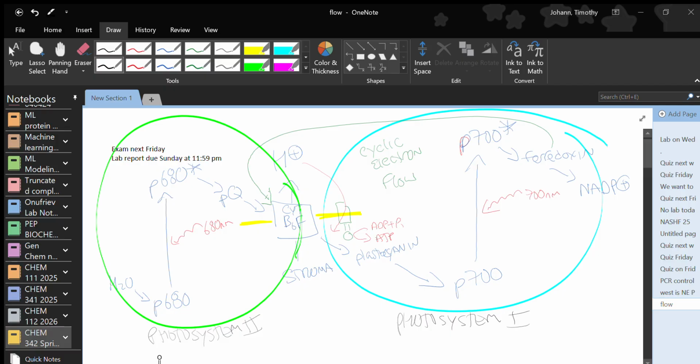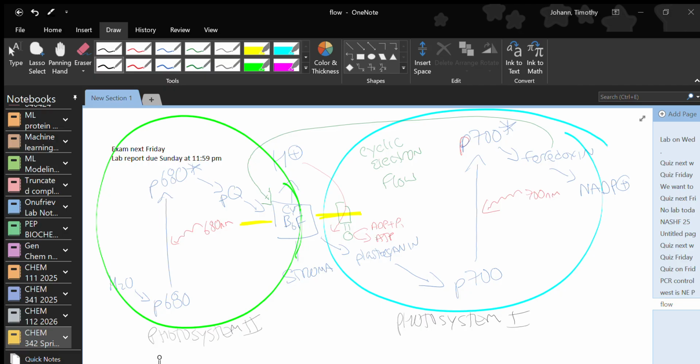And maybe I should be pulling my blue dividing line to include this, because some organisms just run photosystem 1. That's it. So they get some electrons and they just run them in this circle to make ATP. So there's some bacteria that do that.